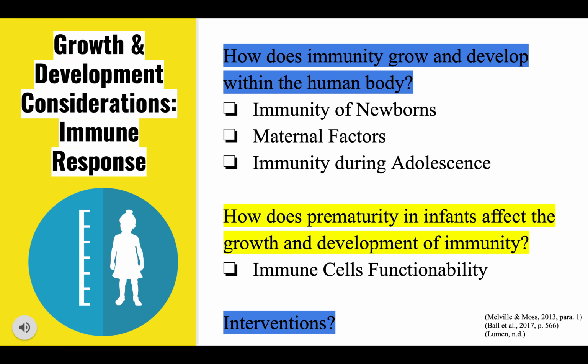Growth and development considerations for the immune response. As we know, the immune system adapts within the individual as they come in contact with various particles, bacteria, and vaccinations. So for this part of the PowerPoint presentation, I chose 2 questions to answer for a discussion. How does immunity grow and develop within the human body, and how does preterm birth affect the immune system and the way it grows and develops within the child?